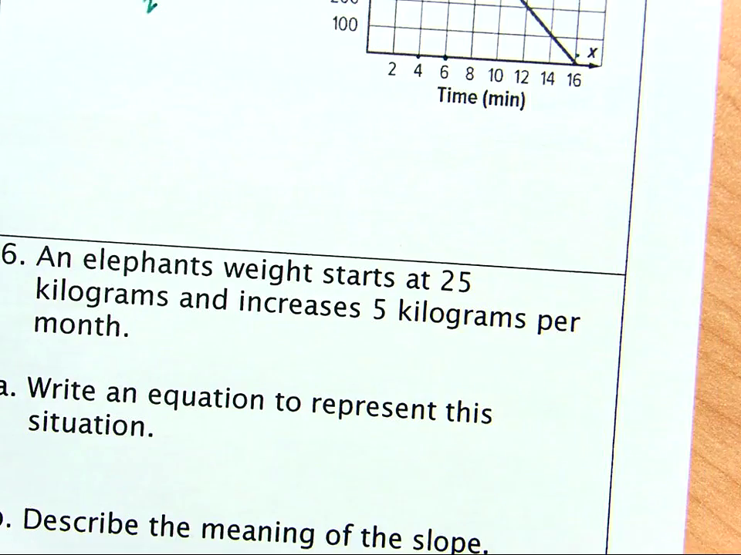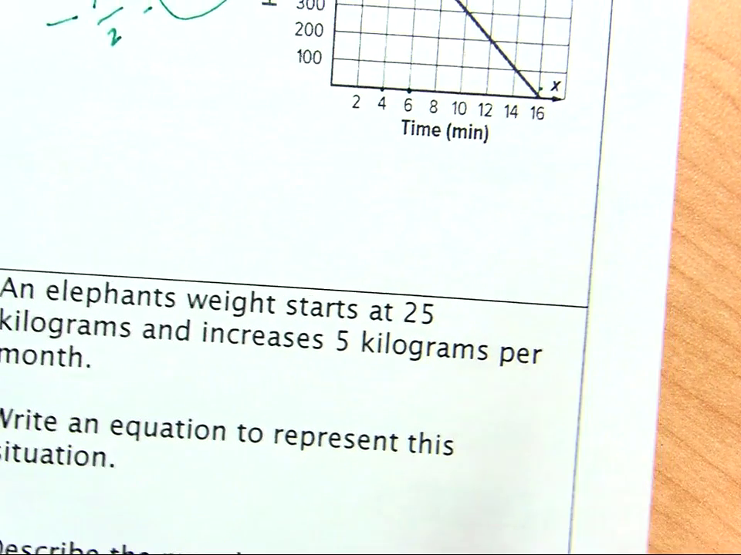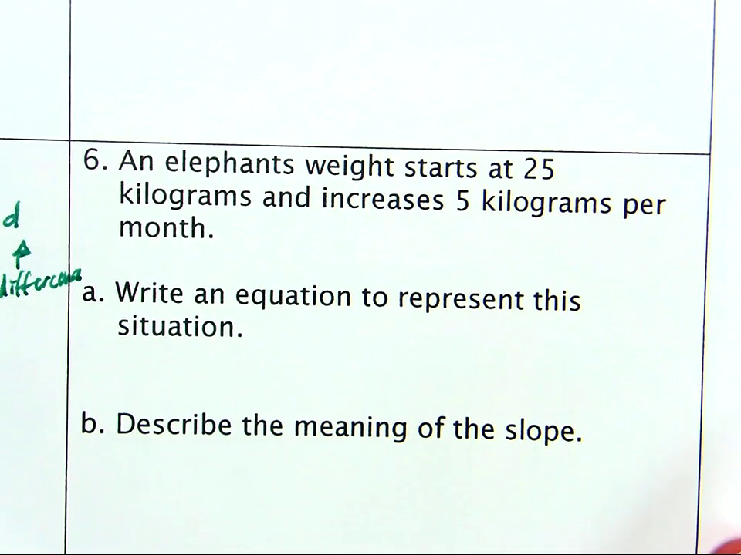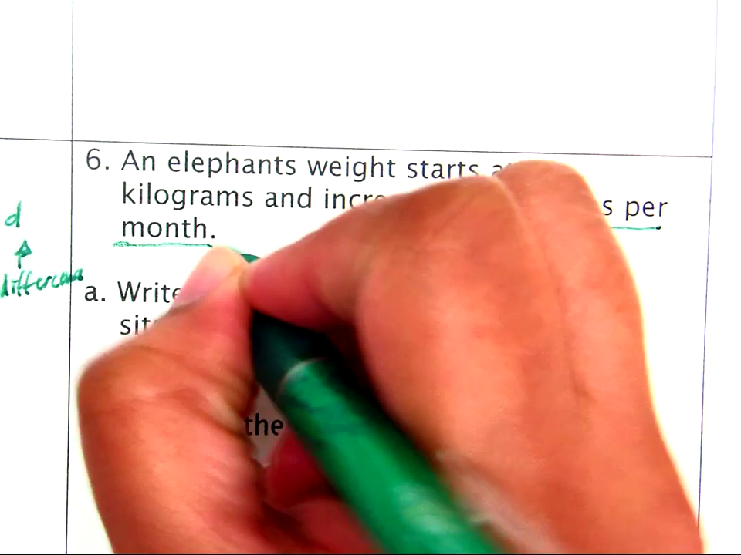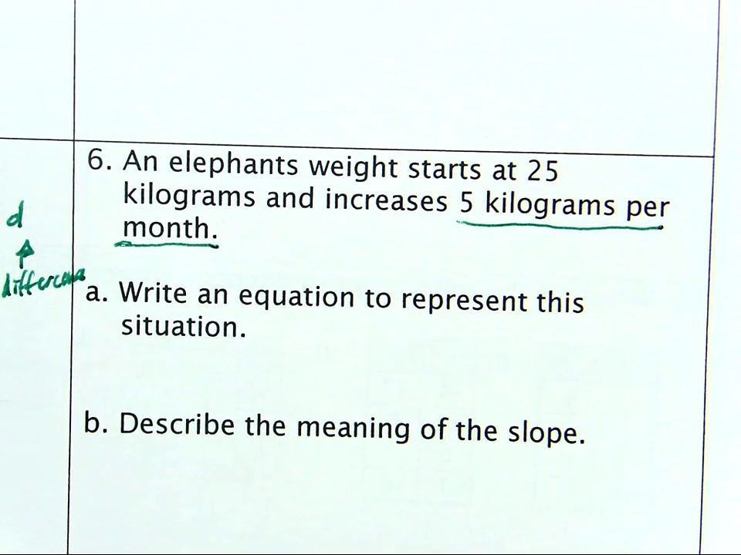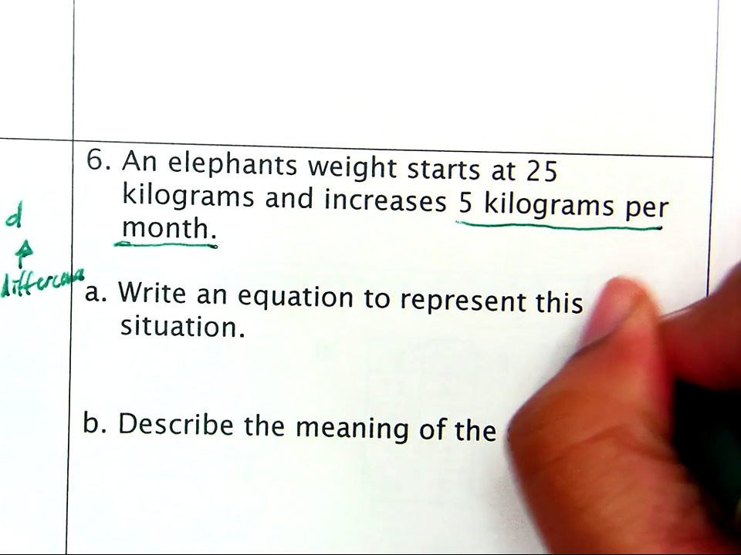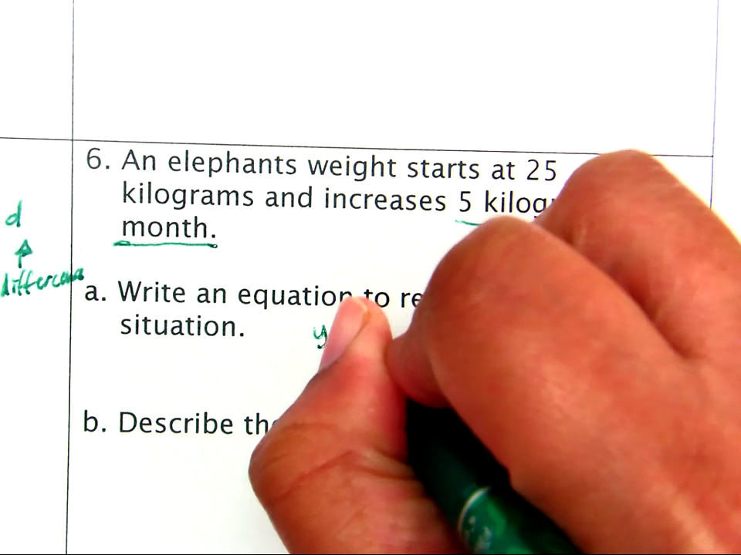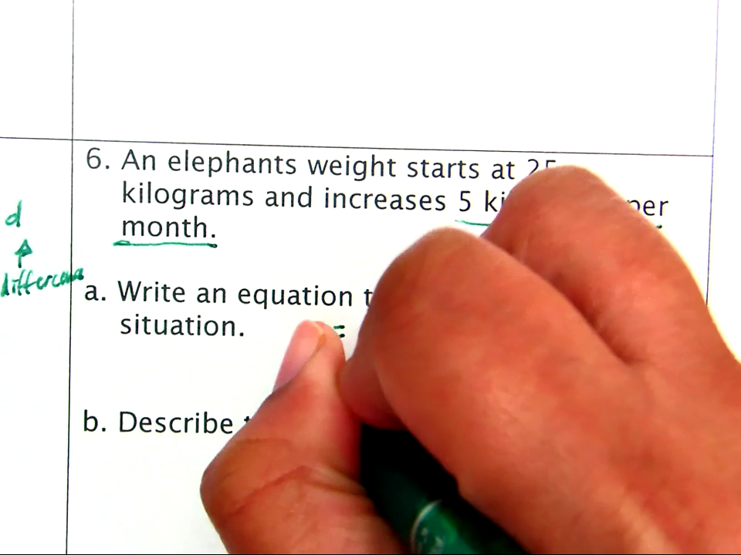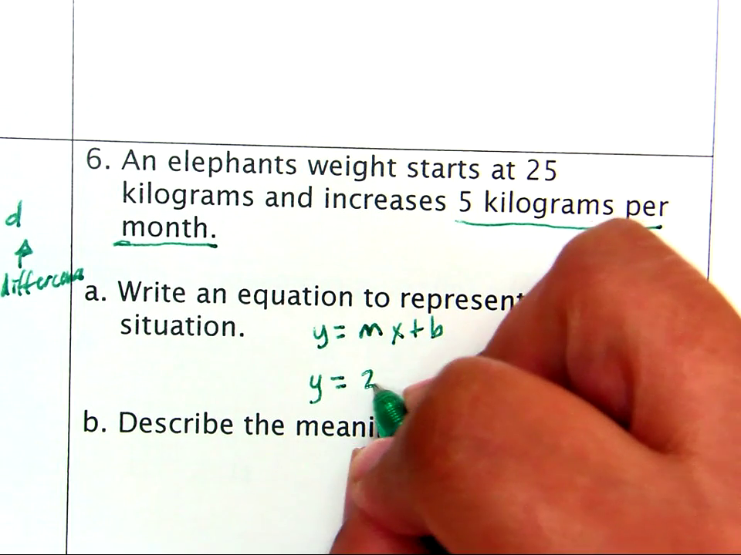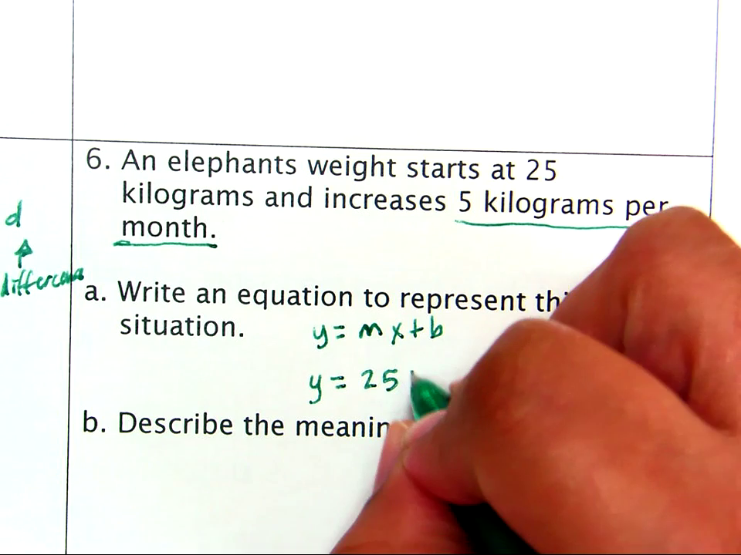Number 6. So you have an elephant who starts at 25 kilograms and increases 5 kilograms per month. We want to write a linear representation. Remember, anytime you have per month or per anything, that's where your variable goes. Remember, a linear representation is y equals mx plus b. So in this case, y would equal 25 that he weighs plus the 5 per month.